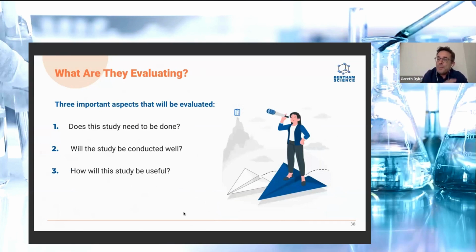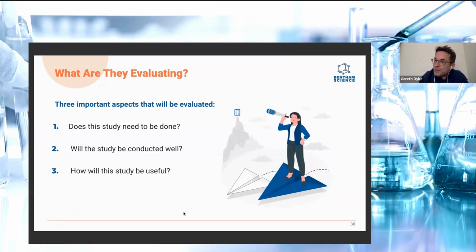Also, when people evaluate your proposal, what will they be looking at? And as we mentioned already, they'll be asking themselves a number of key questions, even if the funding agency is not asking them those questions. In their minds, they'll be doing it anyway. They'll be thinking, does this study really need to be done? Will the study be conducted well? And will it be useful? These are key questions that your evaluators will ask.